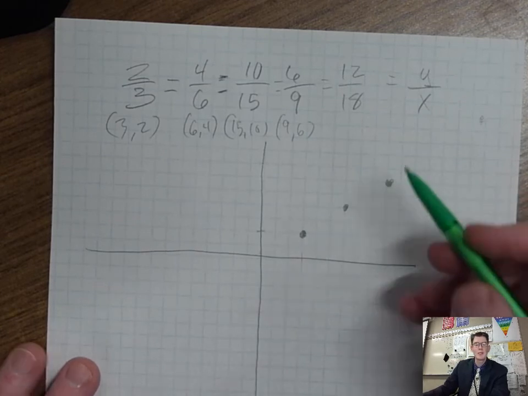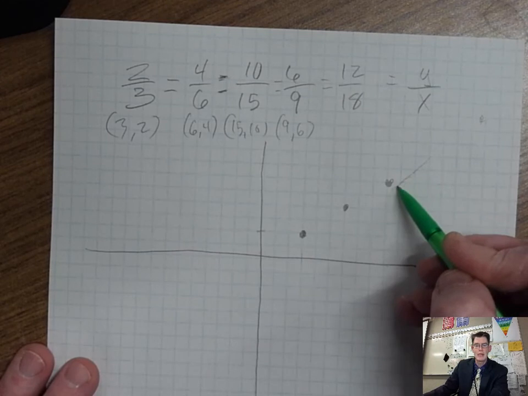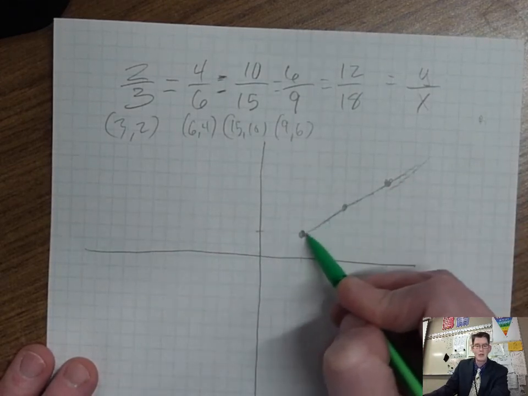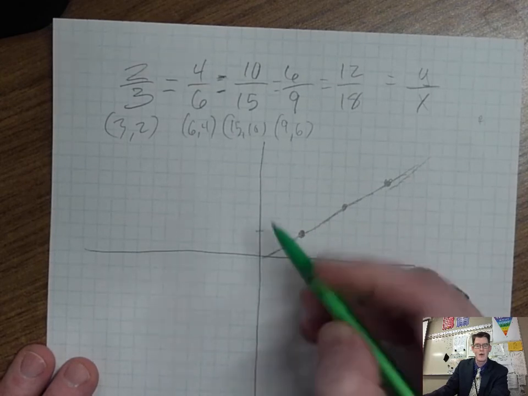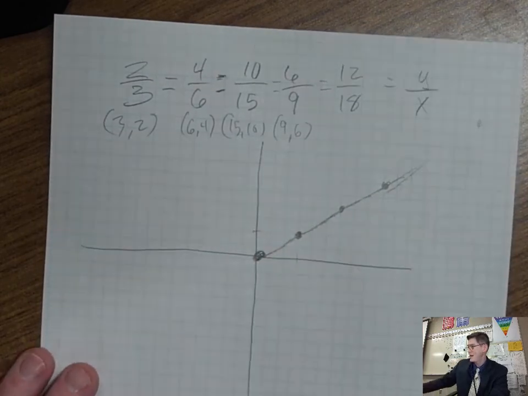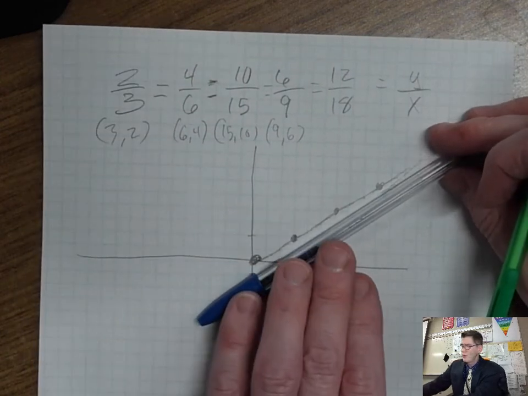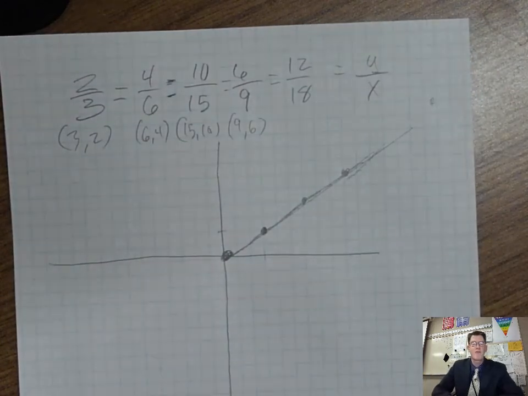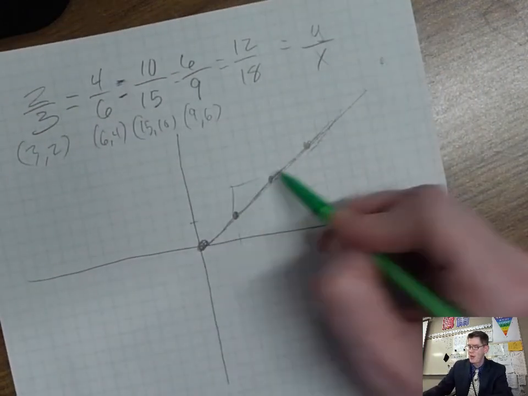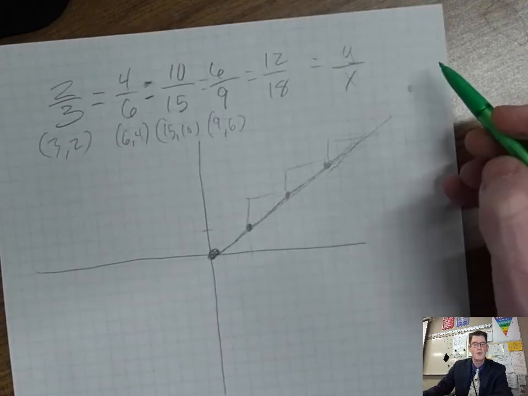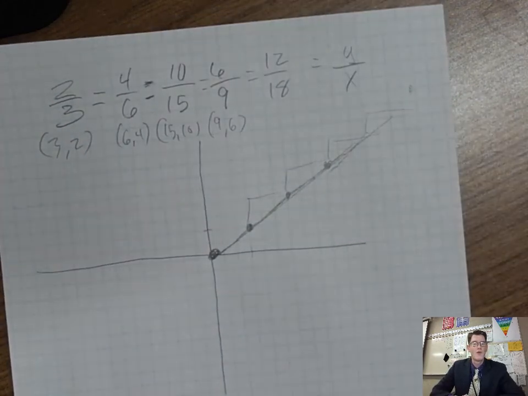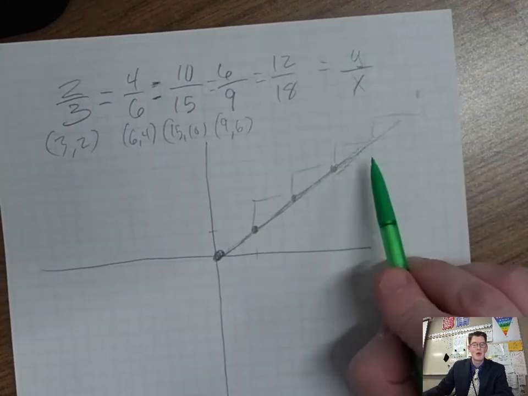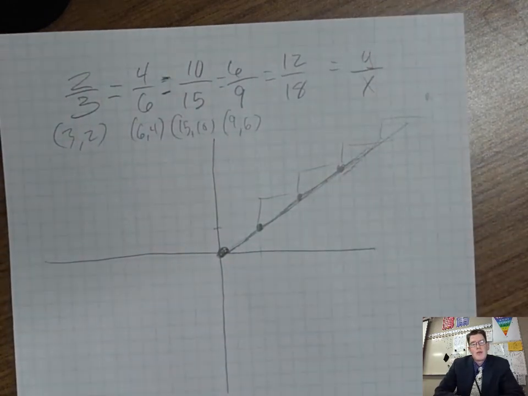Well, you're seeing what's happening. You can see that a straight line is starting to occur. And that straight line is our proportion. And you'll notice it goes right straight through the origin. If I had a ruler here, I'd actually make a straight line. It is a straight line. Whenever we graph proportions, it's a straight line because it's the same number up and over, up and over, up and over, up and over again. If I would have graphed (18, 12), it would have shown up on this line. So we graph the fractions.